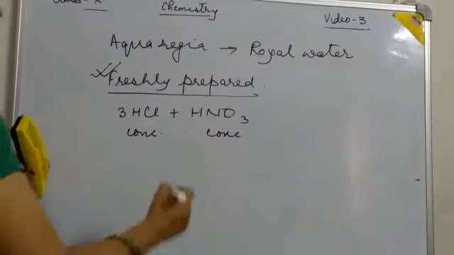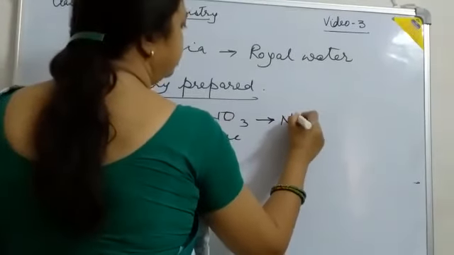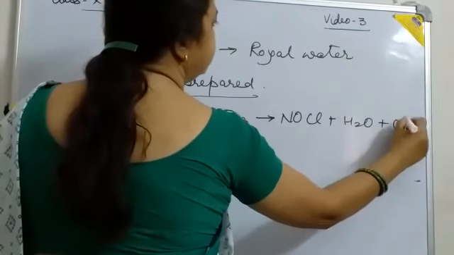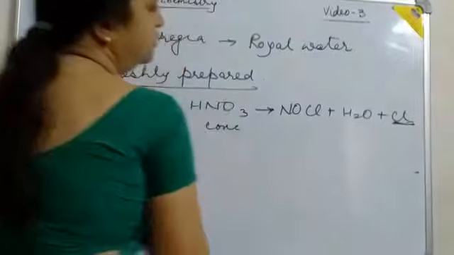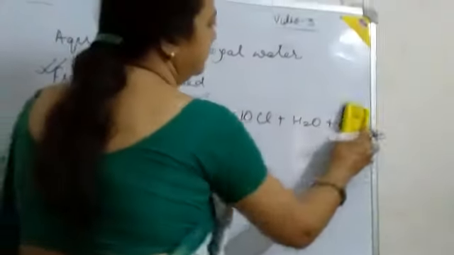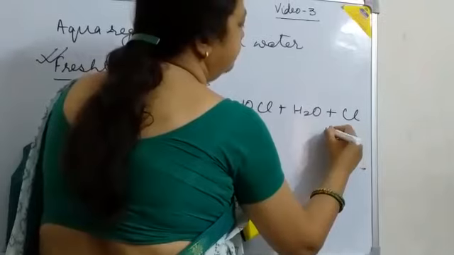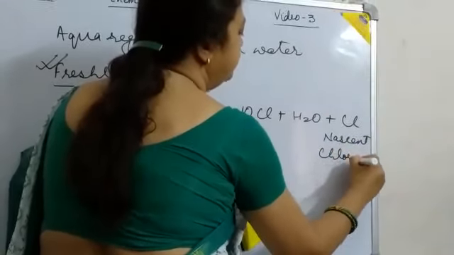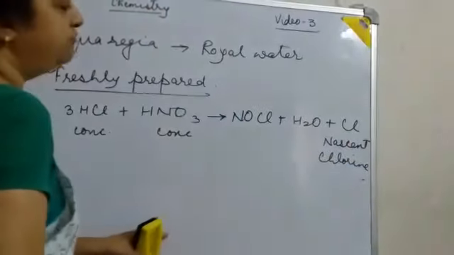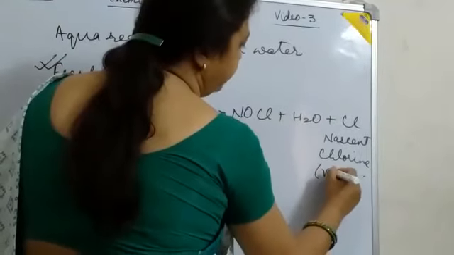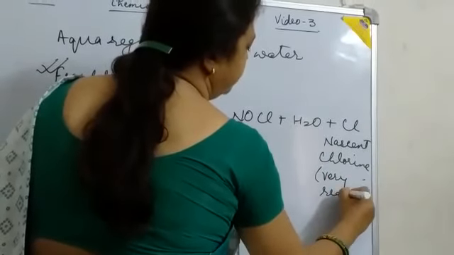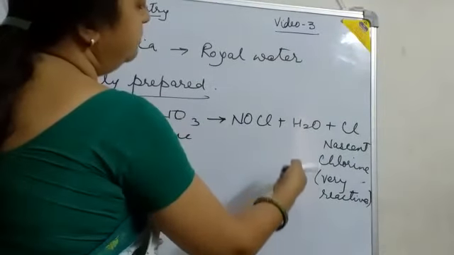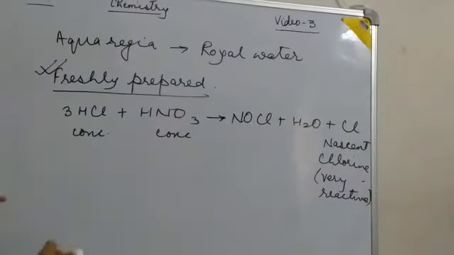When these two combine, they form NOCl plus H2O plus Cl. This is Cl only, not Cl2 here. This Cl is called nascent chlorine. Nascent chlorine means chlorine is in its atomic form. It is very reactive, highly reactive. It readily reacts with silver, platinum or gold to form their chlorides.